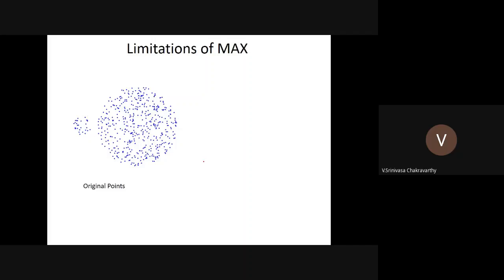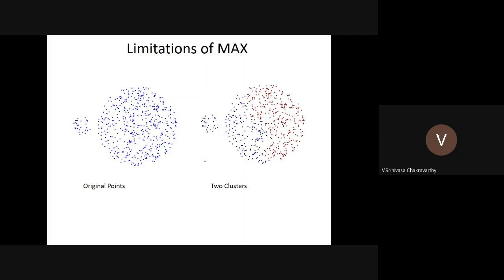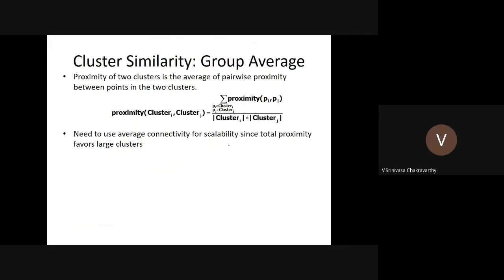This too has limitations. Sometimes, even when you have clean clusters with not much noise, there's a tendency to break up the large cluster into smaller clusters. And this is biased towards globular clusters. Then group average is the one which is more balanced, because min and max take more extreme positions.